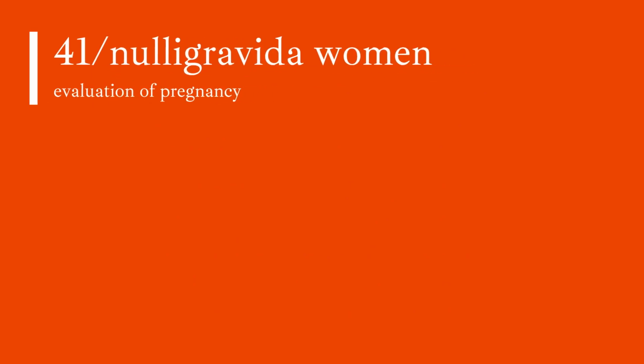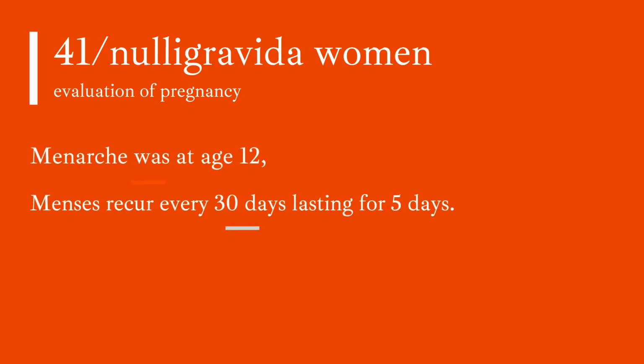The case scenario is: a 41-year-old nulligravid woman comes to the office for evaluation of pregnancy. Menarche was at age 12, and her menses recur every 30 days and last for 5 days. The patient and her husband have been trying to conceive for the past year and plan intercourse during her fertile window according to the ovulation predictor kit.